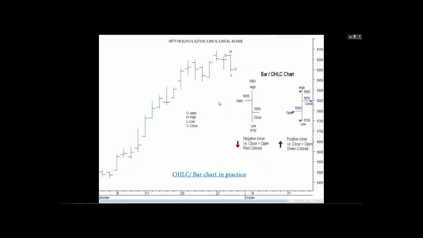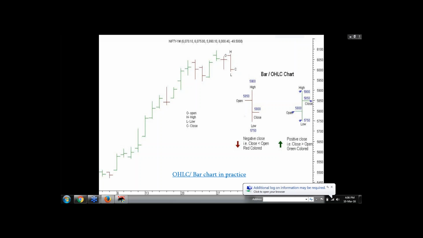So if we compare a line chart with a bar chart, a bar chart is capable of giving us more information than a line chart, wherein in a bar chart you can also see the highest and lowest point instead of only the closing point. In a line chart you will only see a closing point, but in the bar chart you will be able to see open, high, low and close points in a particular chart.